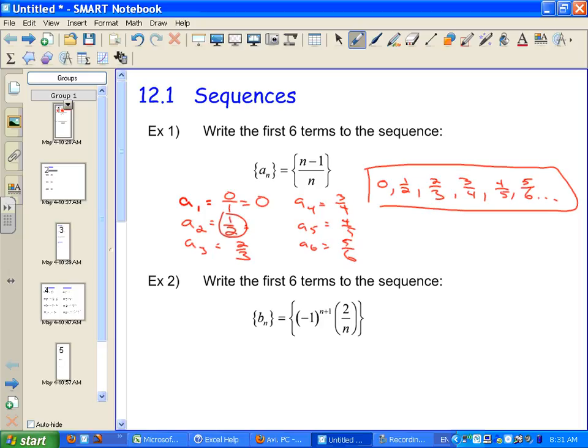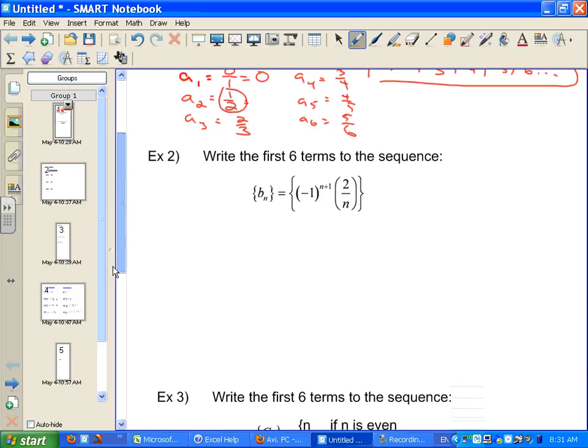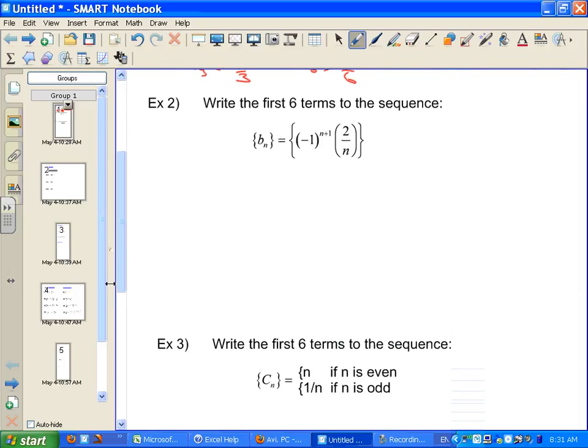Right? So if I wanted to write the first 6 terms of this sequence, right, we just plug things in for it. So what will my first one be? 2, because if I plug in a 1 here, I'm going to get 1 plus 1. So I end up getting a negative 1 squared, which is positive 1, times my 2 over 1, so I'm going to get 2.